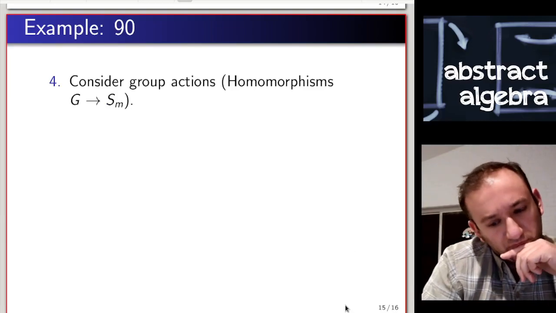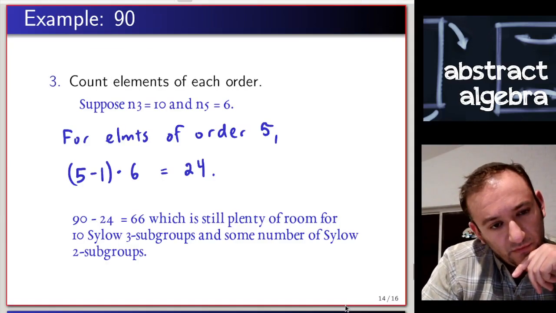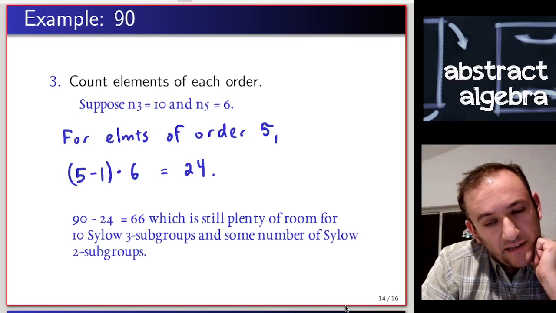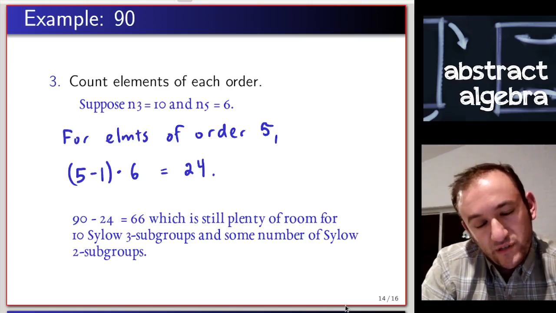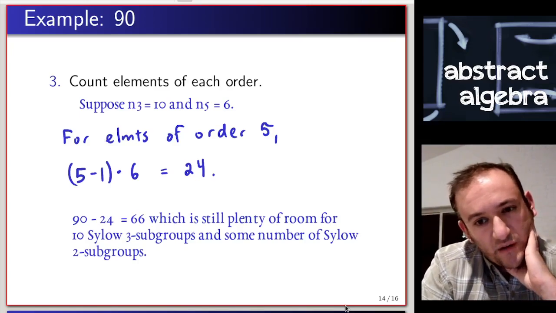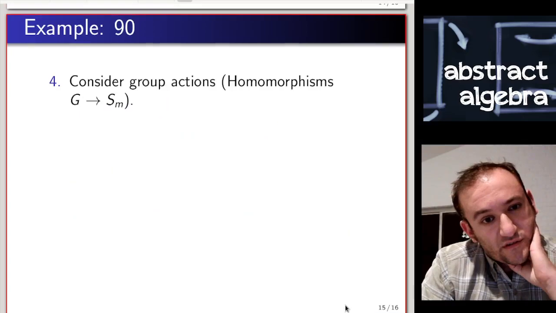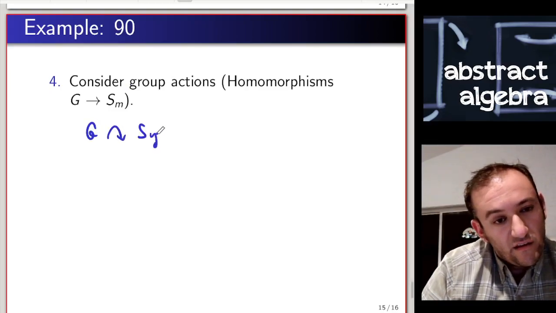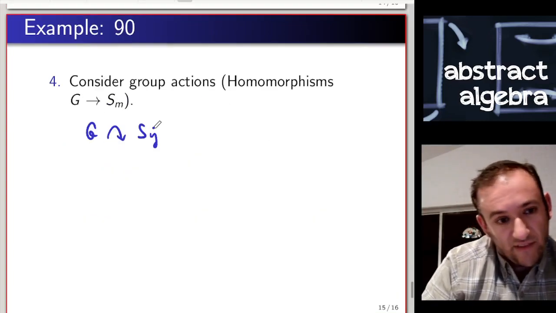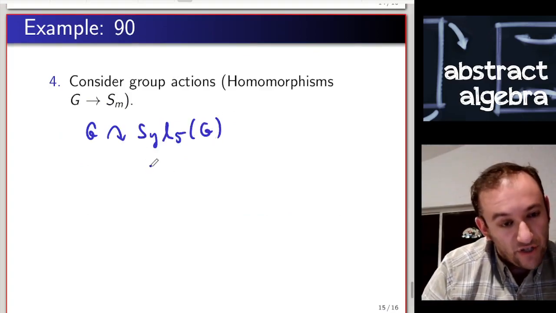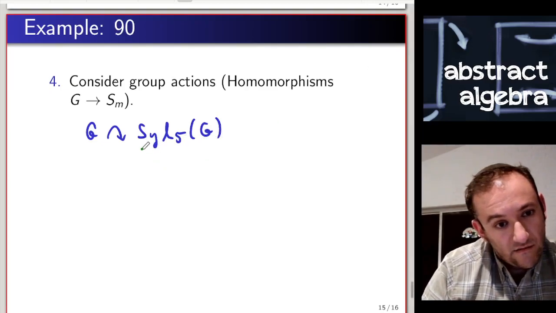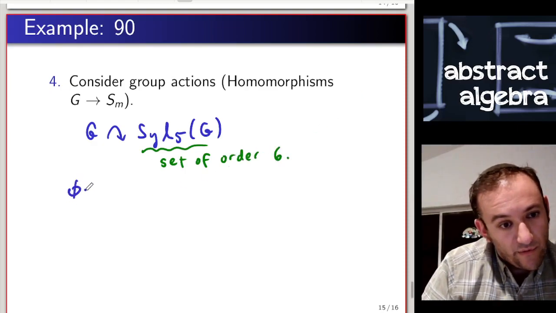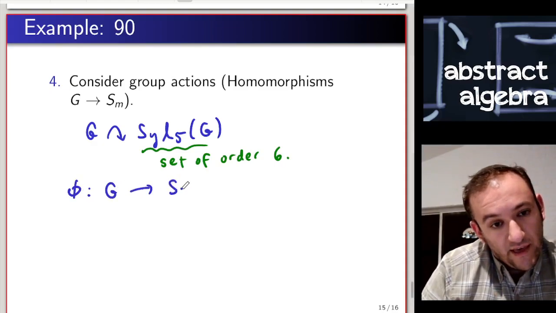Well, let's consider group actions. If we have n3 equals 10, trying to act on that might not be ideal because we'll be working in S10, which is quite large, and you won't run into any contradictions. We could think about acting on the set of Sylow 5 subgroups, because there are only 6 of them. So G acting on Sylow 5 of G, which is a set of order 6. Then we would have a homomorphism from G to S6.